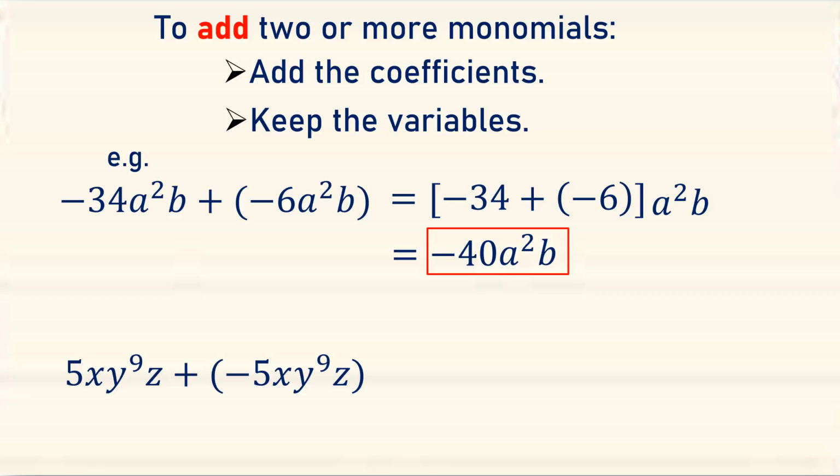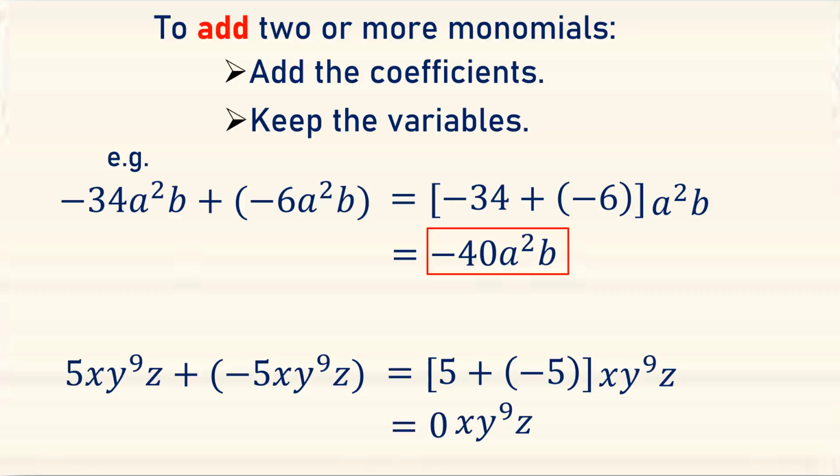Now let us have another one. 5xy to the ninth plus negative 5xy to the ninth. In here we are going to add 5 plus negative 5 and then keep the variables. So we have 0. Any number or variable multiplied by 0 is equal to 0. So the answer is 0.